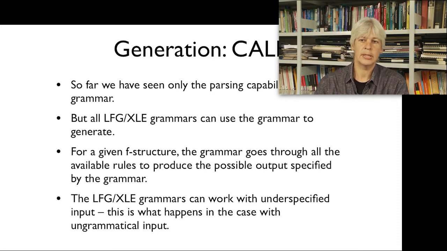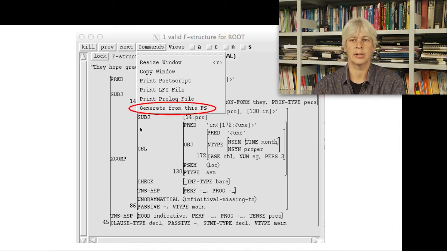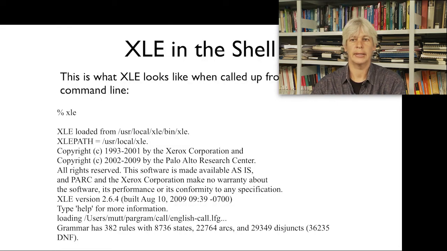What you can do is you can say, okay, do that again. So we've got this F structure, right? And it's the ungrammatical missing to. What we can do is we can click on this commands window here, and we get a drop-down menu. And what we can say is, please generate from this F structure. This F structure is missing some information, but please generate from it anyway. So what happens when we do that? I'll show you that when it's called up in the command line, because that's actually where it happens.